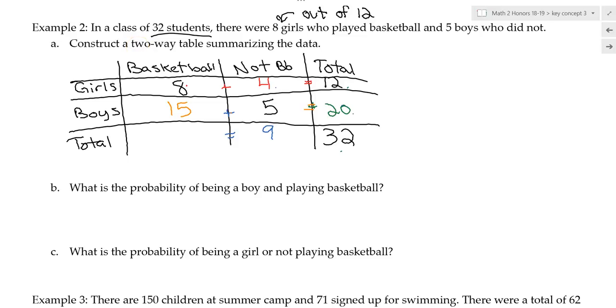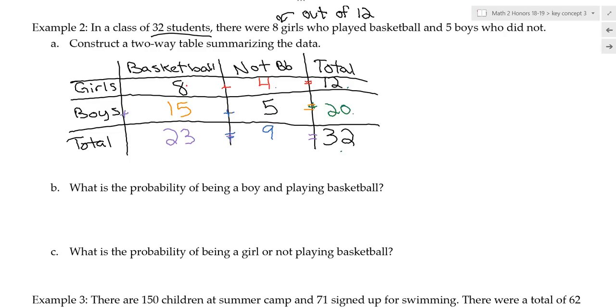And then 8 plus 15 equals 23. Then we can also check 23 plus 9 does equal 32. So everything should kind of work out in the end. So here's our lovely table.